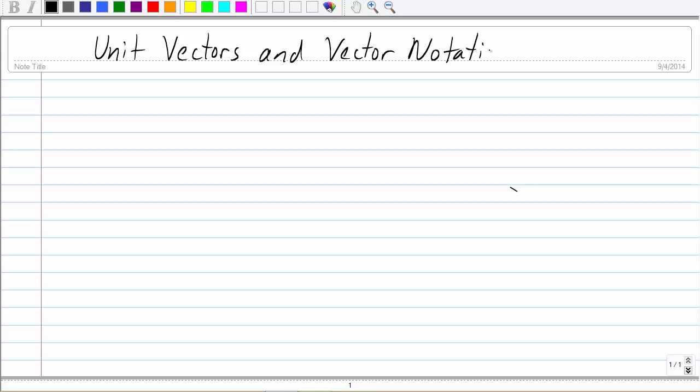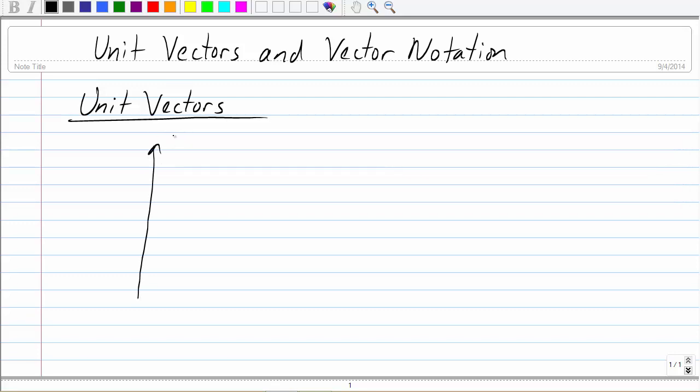Today we will be discussing unit vectors and vector notation. We first began by discussing unit vectors. So we'll draw the coordinate space in 3D, assigning x, y, and z directions.